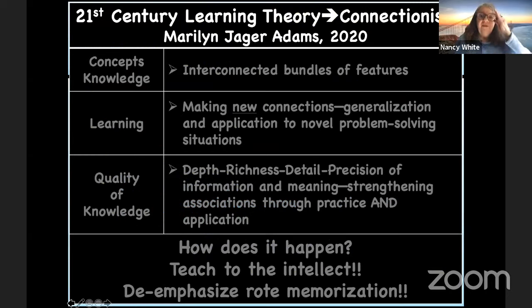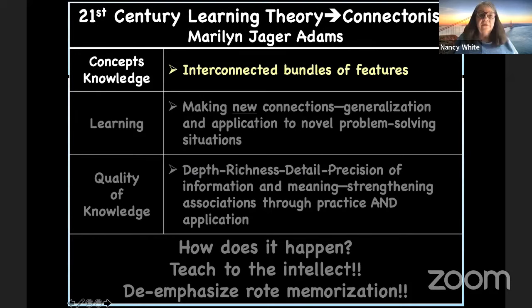In the meantime, just thinking about learning theory. Marilyn Adams, most of you know her work from the 1990 Beginning to Read: Thinking and Learning about Print, but she's continued to do her research. And basically there are several things where it's not going to go the way I want it to. Okay, so concepts and knowledge. Once we get to that point, it's interconnected bundles of features. It's not just separate facts. There we go.